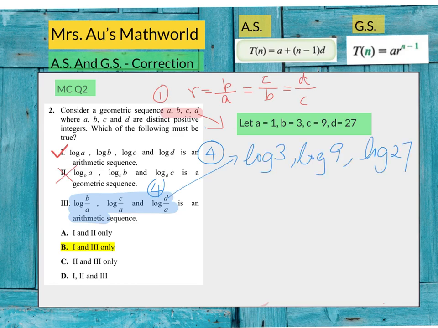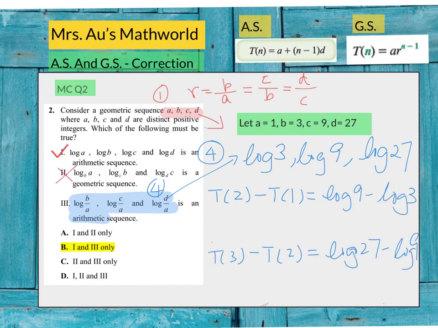After substituting 1, 3, 9, 27 inside, I will get log 3, log 9, and log 27. Then calculate the difference, the new one minus the old one, one by one. So you get these two, and both of them are equal to log 3.